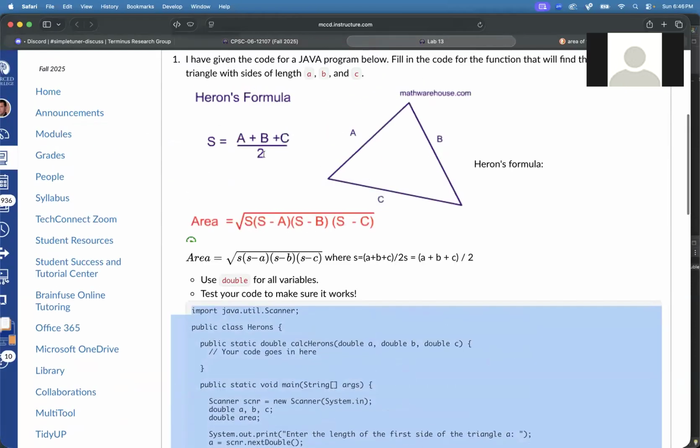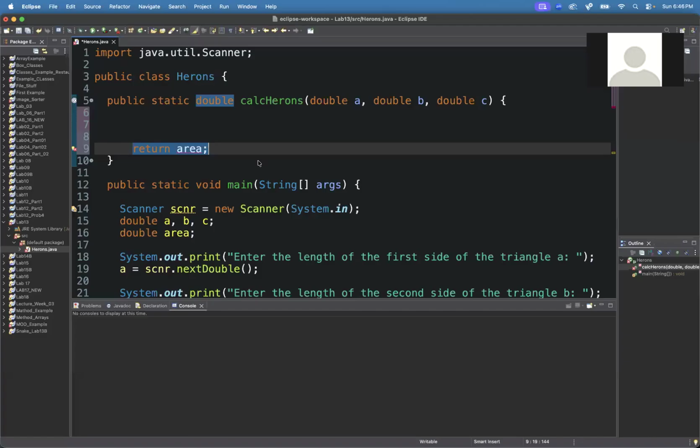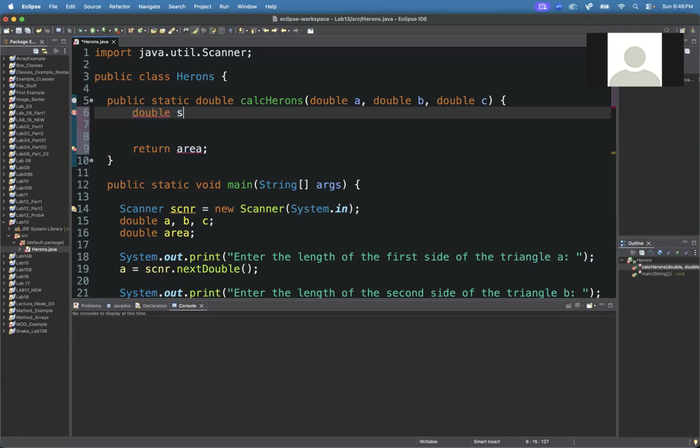So looking at this formula, the way it works for Heron's formula is you have an A, a B, and a C, and we want to calculate the area, but you'll notice the area has this S in there as well. So you have to calculate the S. Heron's formula has this extra variable called S that's A plus B plus C, all divided by 2. To get started, we should just give ourselves some variables, S and the area.